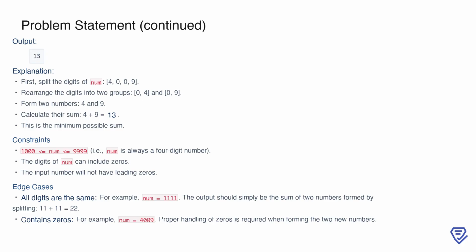Notice how the presence of zeros requires special attention during the rearrangement process to ensure the result is minimized. Proper handling of zeros is critical to achieving the correct outcome.